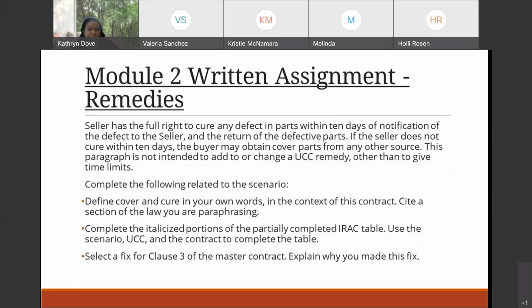Let me see if I can pull up this IRAC table, because you will need to complete the IRAC table as part of the Module 2 written assignment. So let's see if I can pull up the IRAC table.